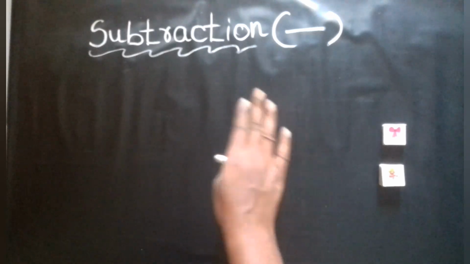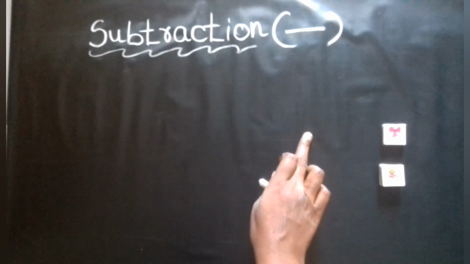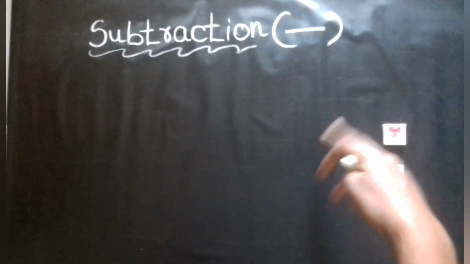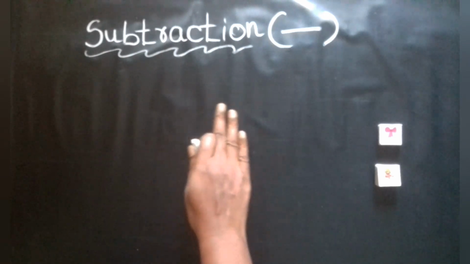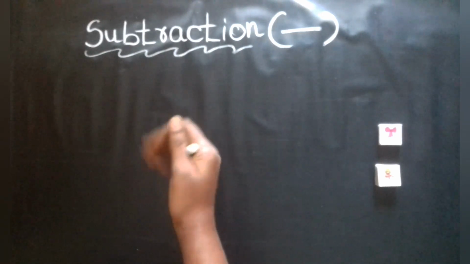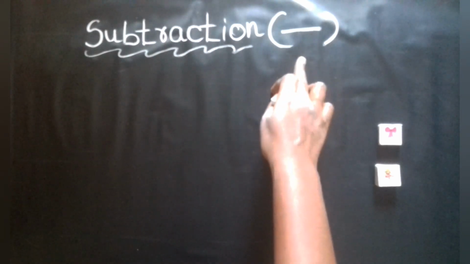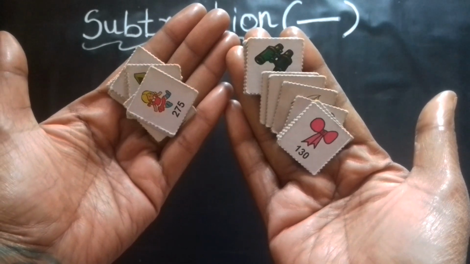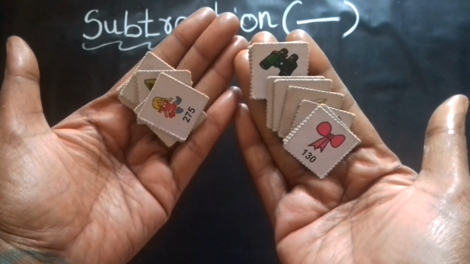In this video, you are going to learn and write subtraction statement through an activity. You all know that subtraction is the process of taking away a number from another. It is denoted by this symbol. I have taken few cards with numbers written on it to learn subtraction.